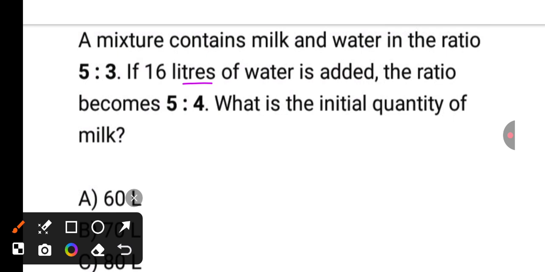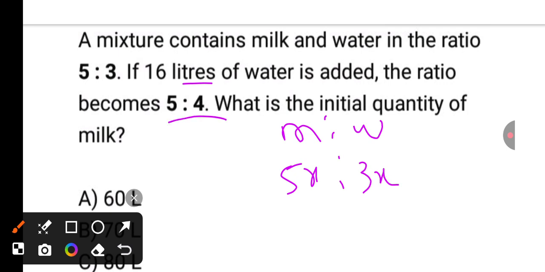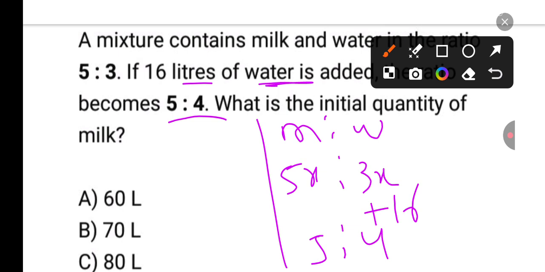See, first the basic method. Milk, water, 5:3. Let milk be 5x, water 3x. Next, the ratio becomes 5:4. Water is added. How much water is added? Plus 16. See how to write: 5x divided by 3x plus, we are adding water, how much? 16 liters. This equals 5/4.